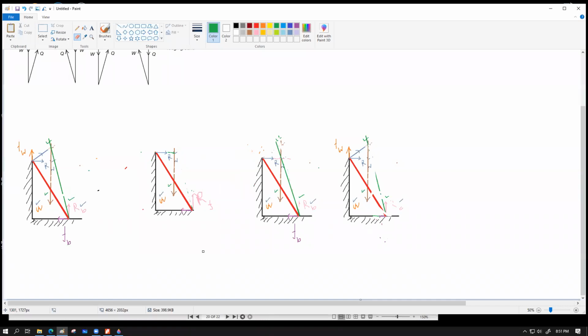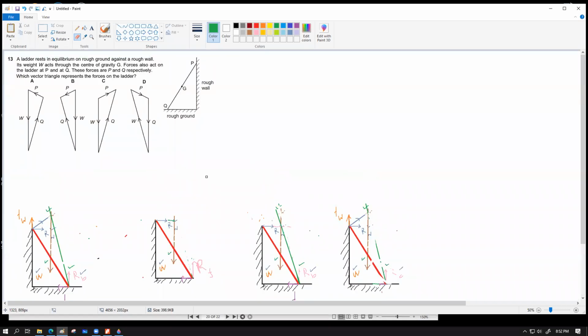For cases number 2 and 4, have a look. We consider that the floor is absolutely smooth, so there's no frictional force. And for both of these cases, the force available at the bottom point was exclusively the reaction force. But does anyone have any questions about these four figures? Anyone? No one? Okay, fine. Let's say we don't have any question about this part.